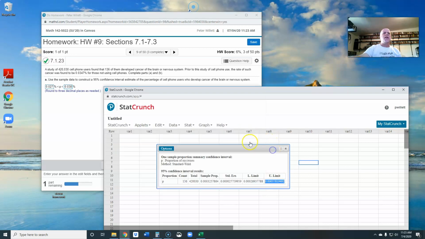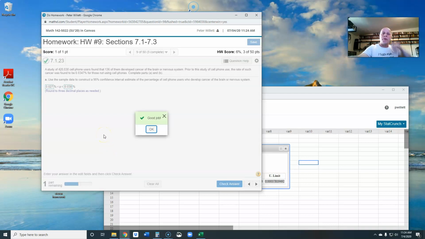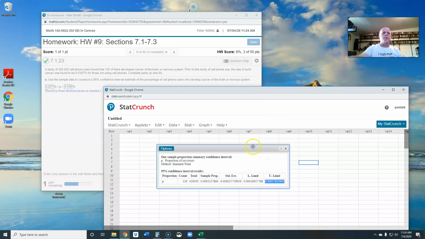So I used StatCrunch to come up with the 95% confidence interval, given 136 successes out of 420,030 trials. And at a 95% confidence interval, I got this range. I put it in the percent format they wanted, and then I can check that they're happy, and that's what they want. So that's how you do that in StatCrunch. Keep up the hard work, everybody.